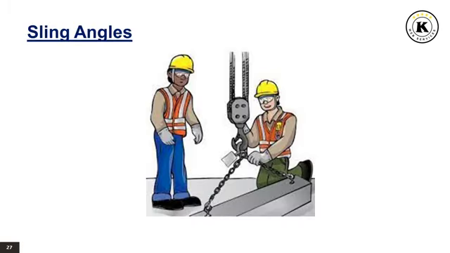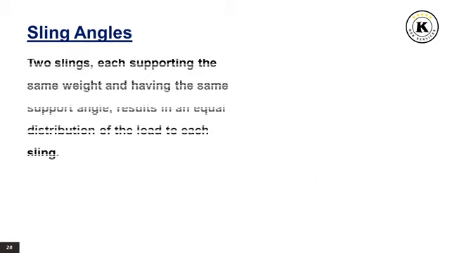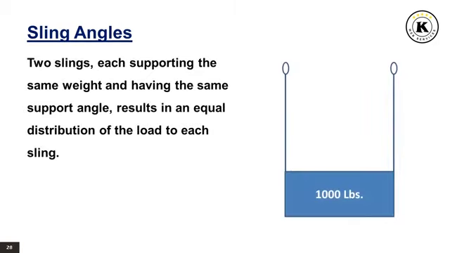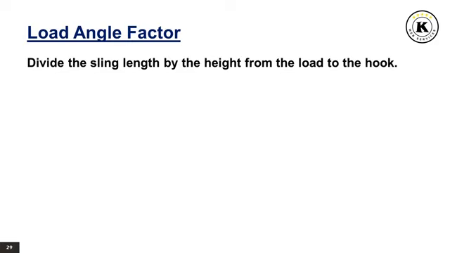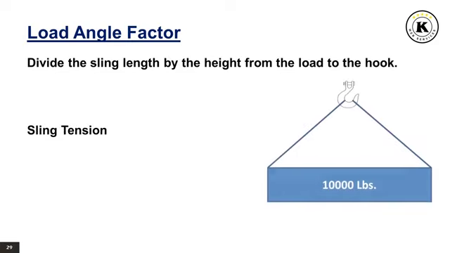Sling angles. Two slings, each supporting the same weight and having the same support angle, result in an equal distribution of the load to each sling. Load angle factor: divide the sling length by the height from the load to the hook. By definition, the sling tension is equal to sling length L, divided by the height H, from the load to the hook, and multiplied by half of the load weight in pounds.